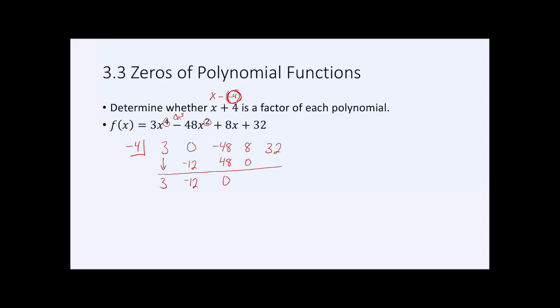We'll start by bringing down the 3. And then we'll take the 3 and multiply by negative 4 and get negative 12. And negative 12 plus 0 is negative 12. Negative 12 times negative 4 is a positive 48. Negative 48 plus 48 is 0. 0 times negative 4 is 0. 8 plus 0 is 8. 8 times negative 4 is negative 32. 32 minus 32 is 0. It does now give us that remainder of 0.